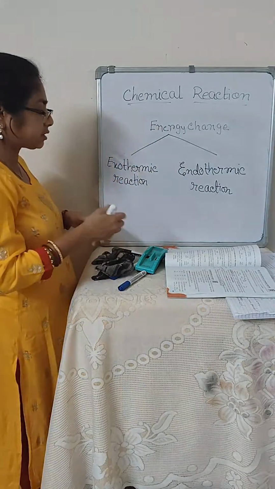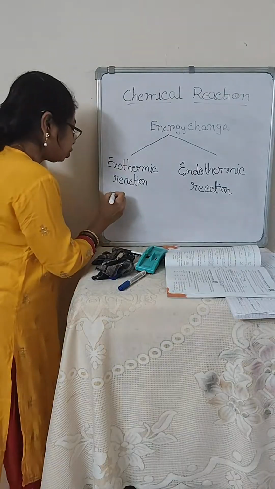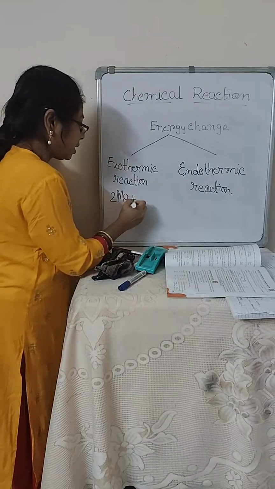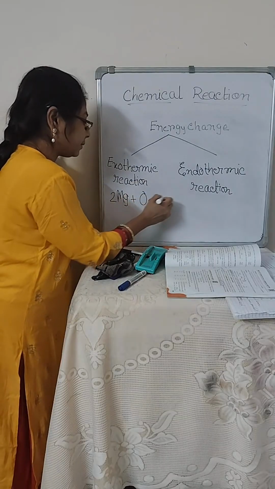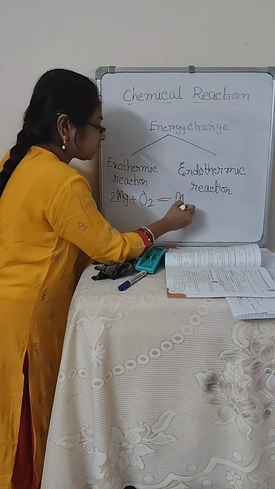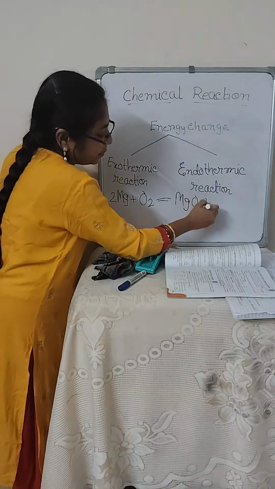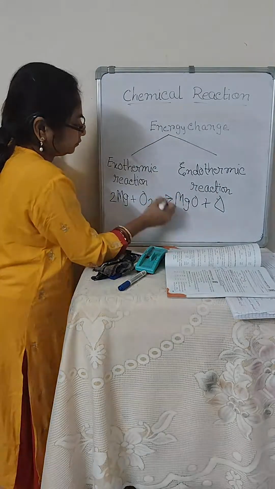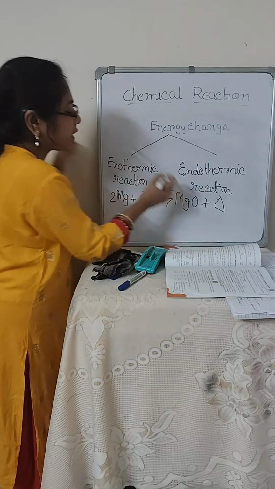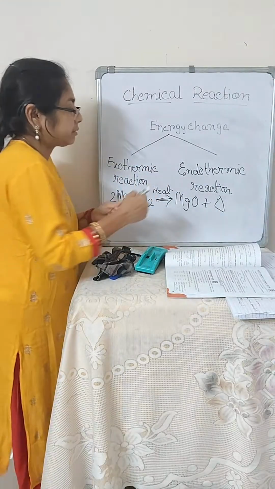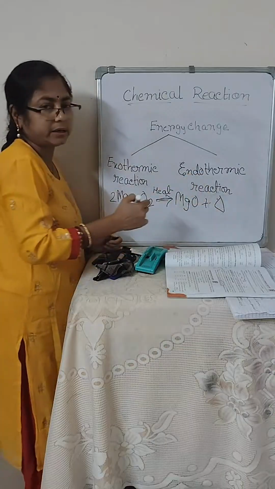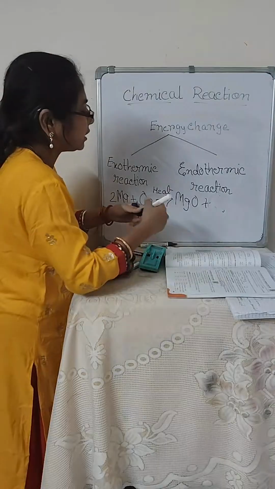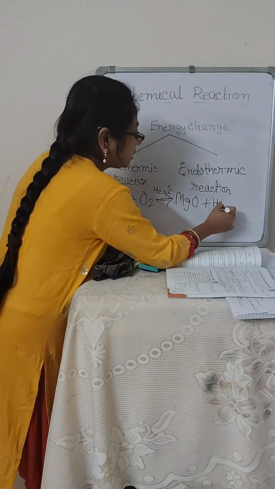Now I write the equation and you do this one. Understand it. 2 Mg, magnesium, plus oxygen. What will happen? Magnesium oxide plus heat. Look, heat is released. Heat, I make a triangle. But you can write heat energy also. Okay, I write heat energy.